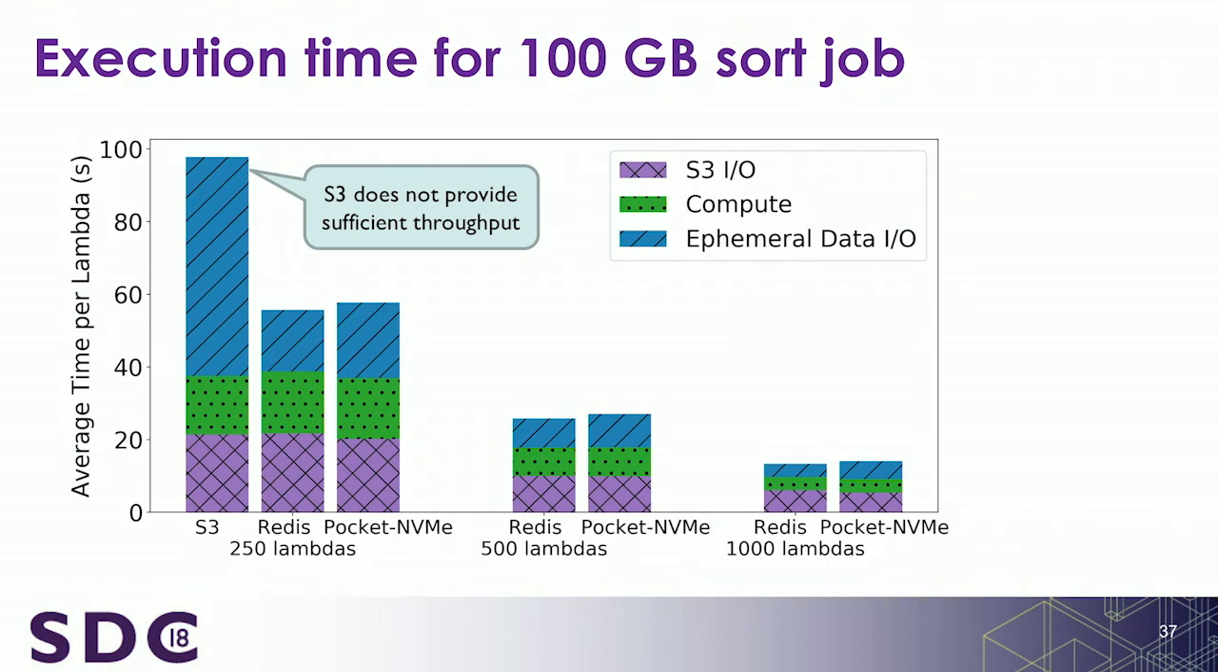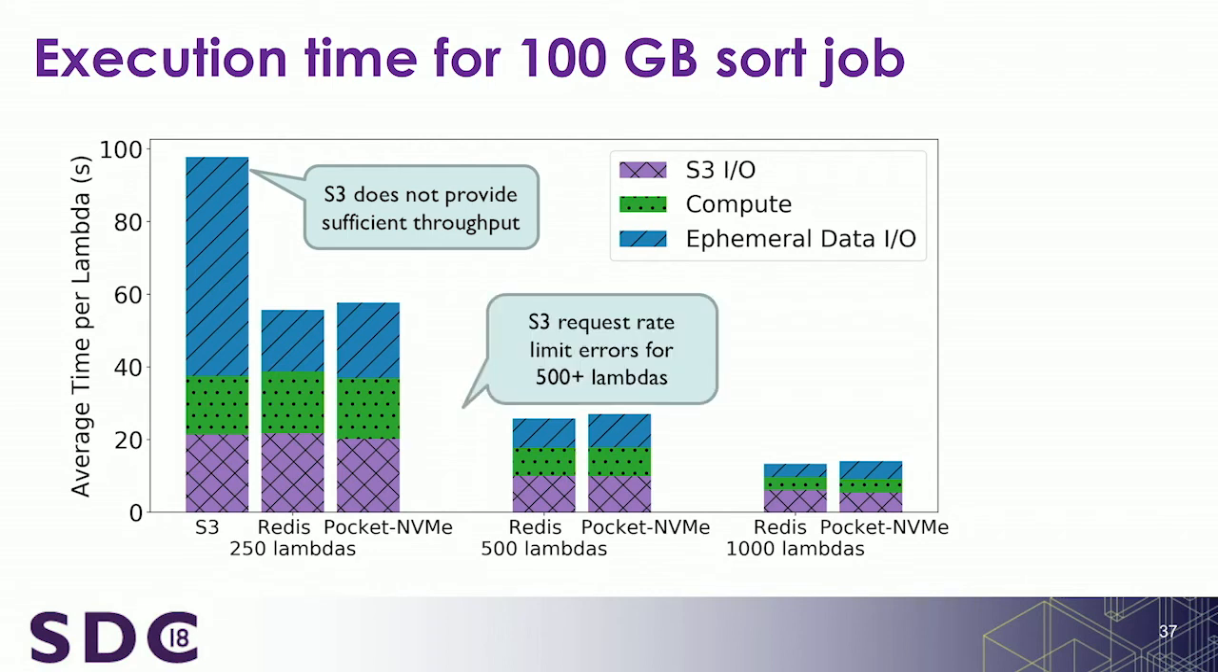The first observation is that if we're using 250 lambdas, for example, S3 does not provide sufficient throughput for this job, because we can see that by provisioning higher throughput for Redis and Pocket NVMe, the execution time per lambda in this stage can decrease. You'll notice that we're missing the S3 data points for the 500 and 1000 tests, and this is because we actually got request rate limit errors, telling us to exponentially back off the amount of IOPS that we're issuing.